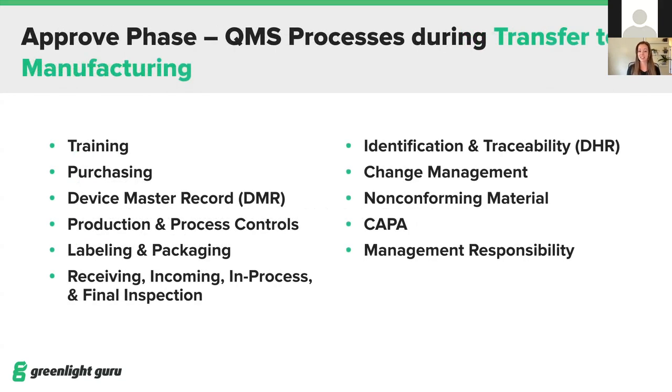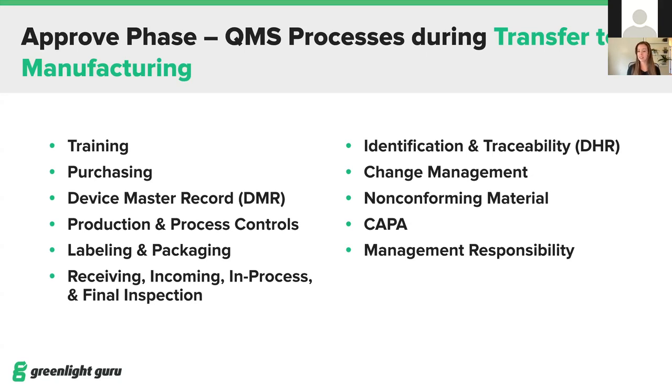Our third phase here is the approve phase. So looking at preparing for those regulatory approvals, transferring to manufacturing, and getting ready for those audits. This is where we pull in all of the areas that you can see here on our slide. So training to procedures, labeling and packaging, change management, design control matrices, all of that fun. This is where we get a little bit more into some documentation from our previous 2 slides.